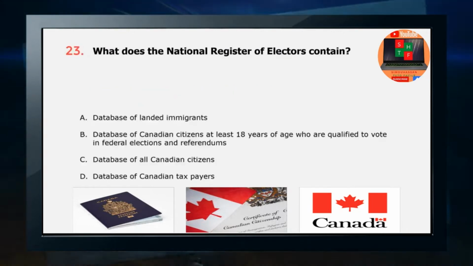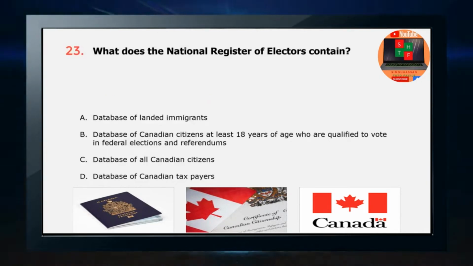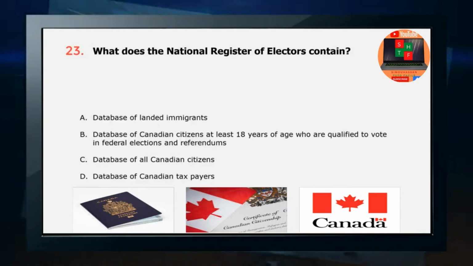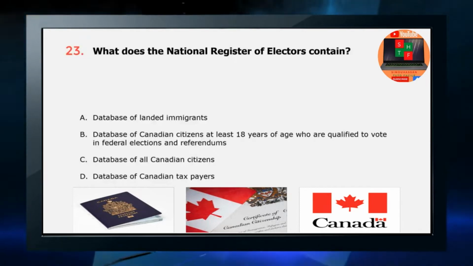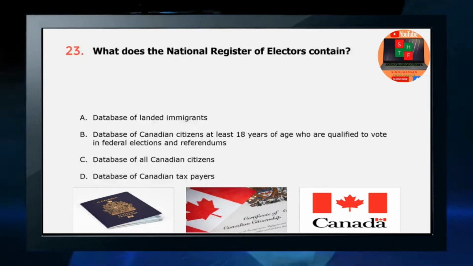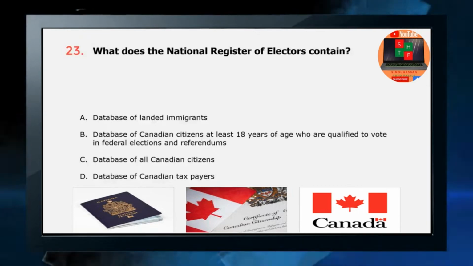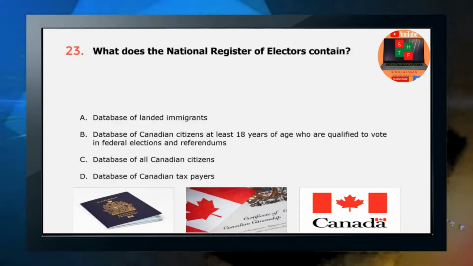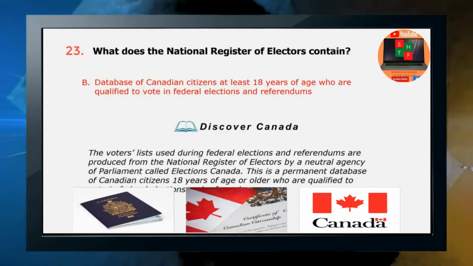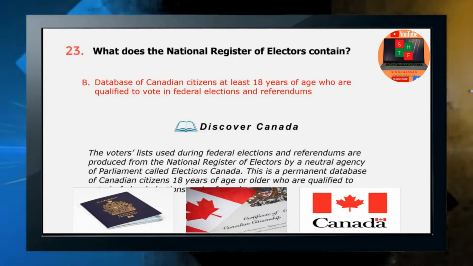Question 23. What does the National Register of Electors contain? A. Database of landed immigrants. B. Database of Canadian citizens, at least 18 years of age, who are qualified to vote in federal elections and referendums. C. Database of all Canadian citizens. D. Database of Canadian taxpayers. The answer is B. Database of Canadian citizens, at least 18 years of age, who are qualified to vote in federal elections and referendums.